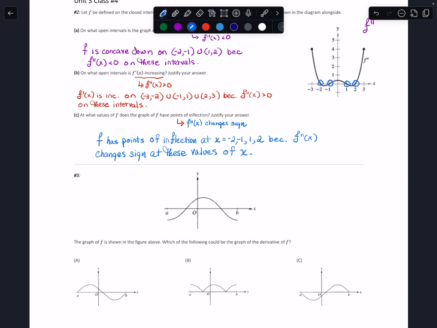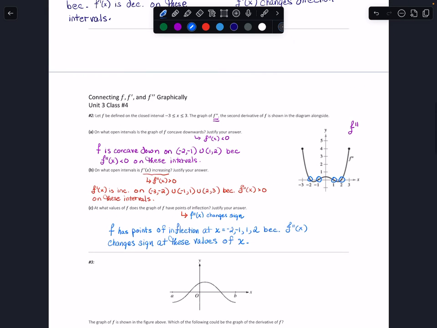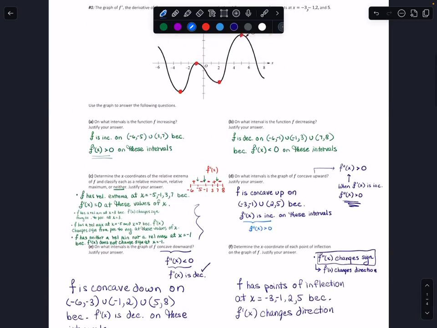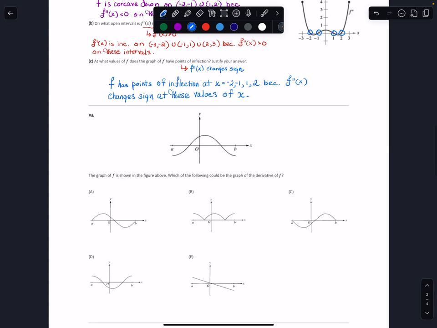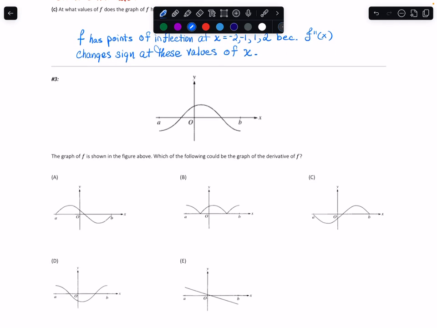Okay, so these types of questions with the graph, these definitely can show up in free response questions, but they can also show up in multiple choice questions, and I actually find those kind of tricky sometimes. So let's look through a couple of those as well. So the graph of f is shown in the figure above. Now that's different again, right?